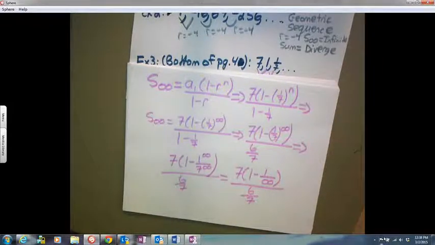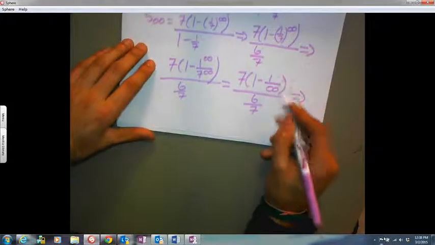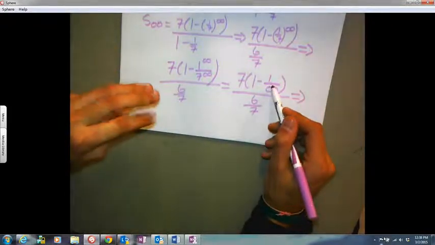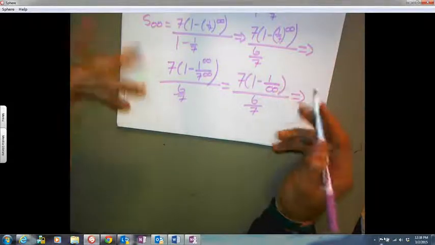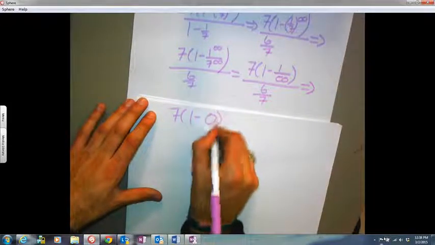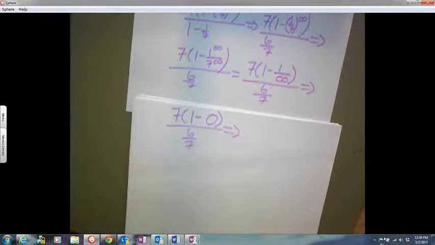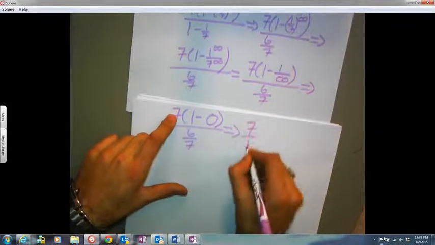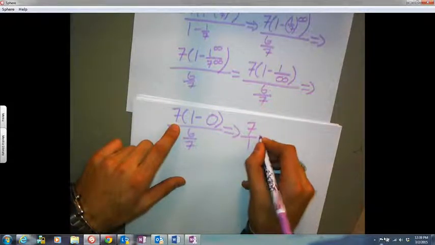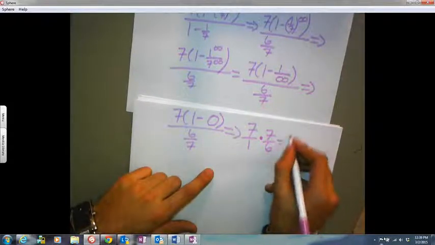So now we've got this. Now you need to ask yourself, what does 1 over infinity equal? If you have $1 and you're giving it to infinite people, each person gets essentially $0. So that means that we have 7 times (1 minus 0) over 6/7. Meaning we have 7 over 1, keep, change, flip, which is 49 over 6.